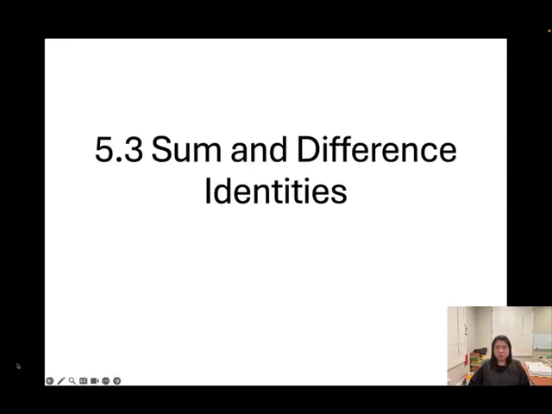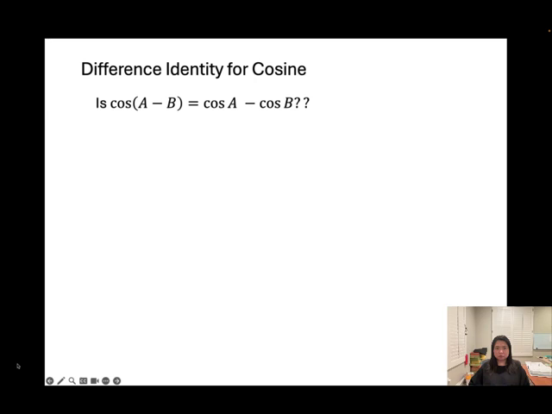Section 5.3, Sum and Difference Identity. Difference identity for cosine: is cosine of A minus B equal to cosine A minus cosine B? Can we just distribute the cosine, make it equal? Is this the identity? Let's try to plug in some numbers.